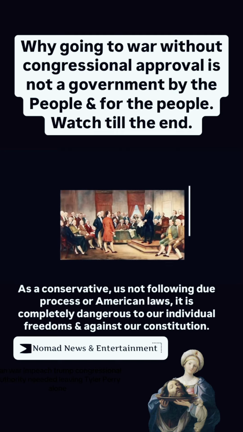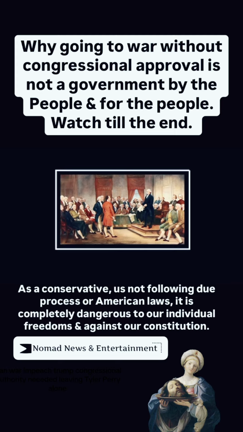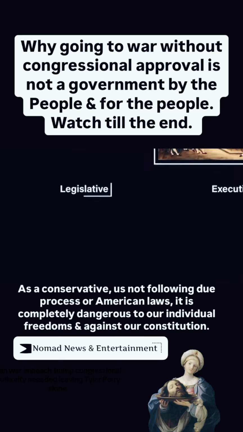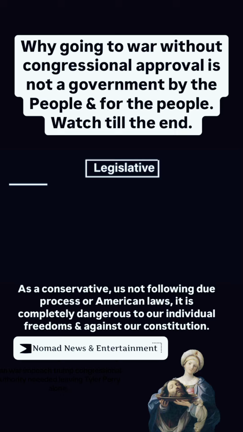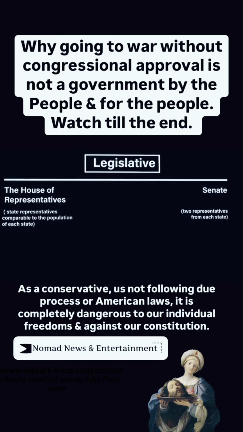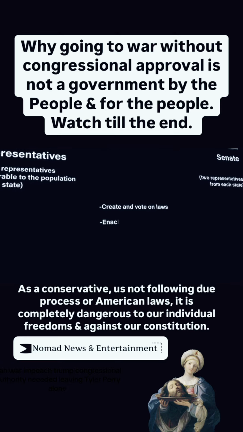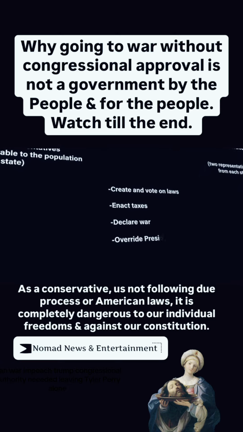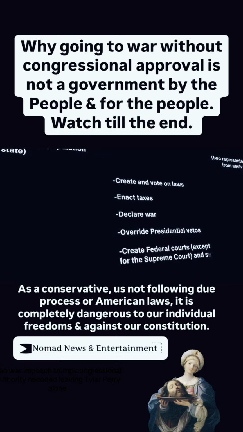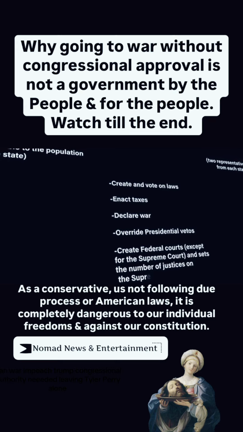This new constitution would form a government of checks and balances, with three distinct branches dividing the federal authority between them. The legislative branch, or the Congress, would be divided into two houses: the House of Representatives, composed of state representatives comparable to the population of each state, and the Senate, composed of two representatives from each state. This branch has the power to create and vote on laws, enact taxes, declare war, override presidential vetoes, create federal courts, except for the Supreme Court, and sets the number of justices on the Supreme Court.